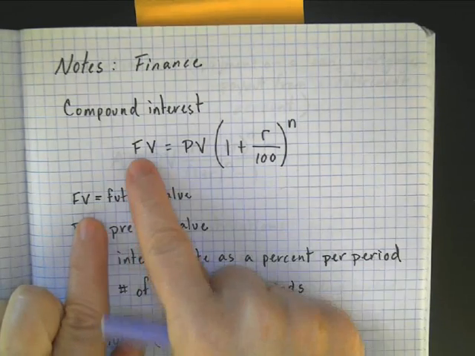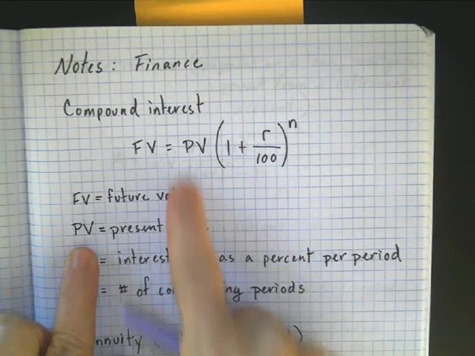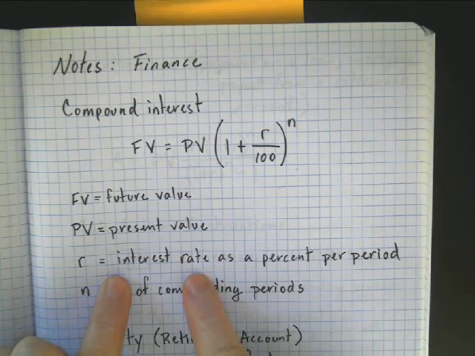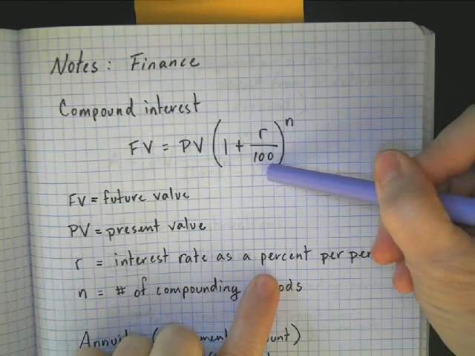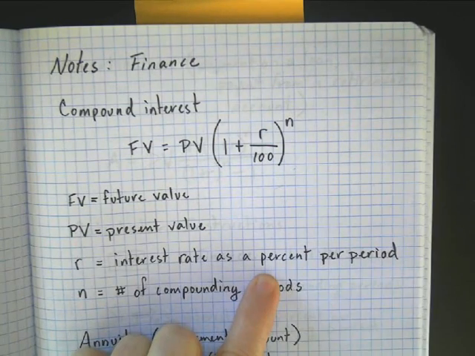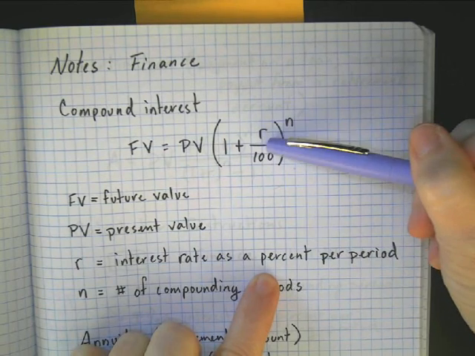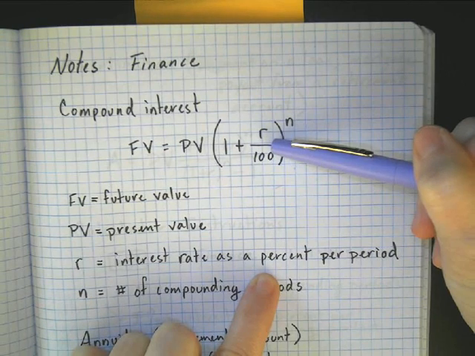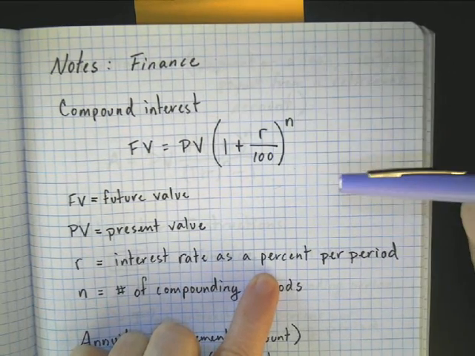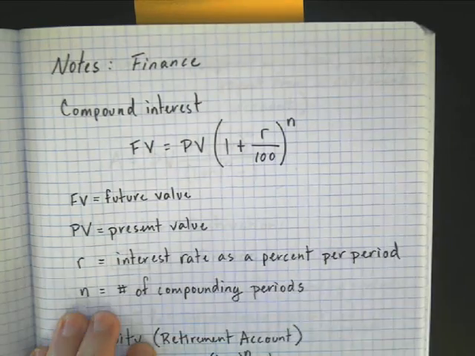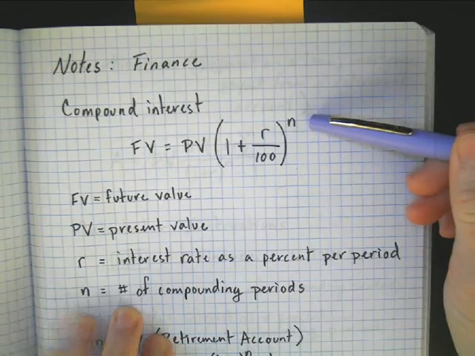FV, future value. Present value. R is interest rate as a percent, because they have this divide by 100. So if it was, say, 5%, you would write 5 over 100. And then, of course, if you divide that, you would get 0.05. Okay, so the over 100 is changing the percent to a decimal, so you don't have to do that yourself. And then N is the number of compounding periods.